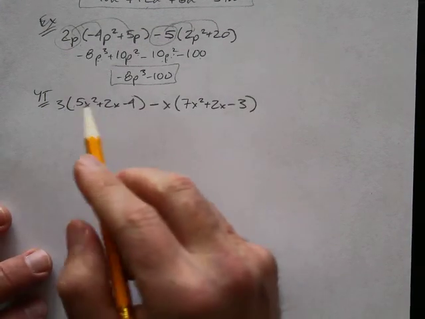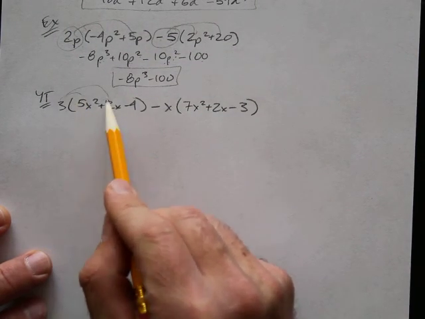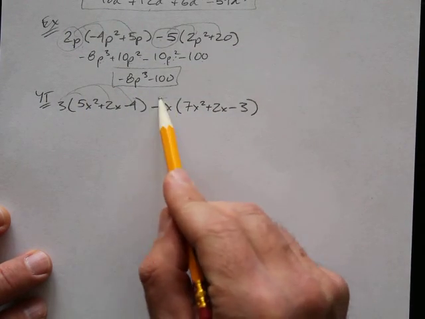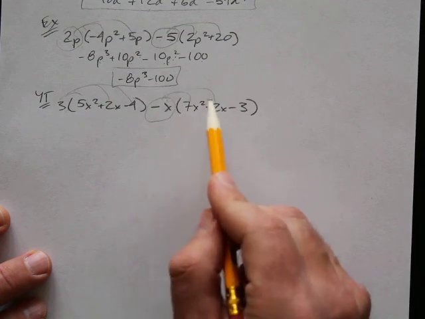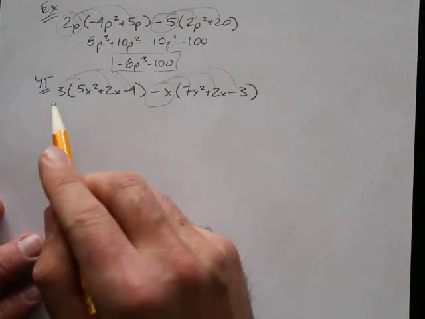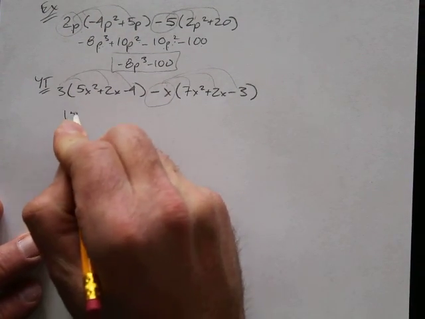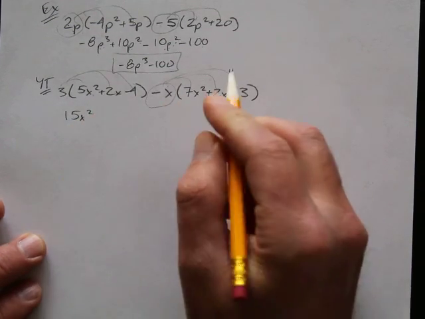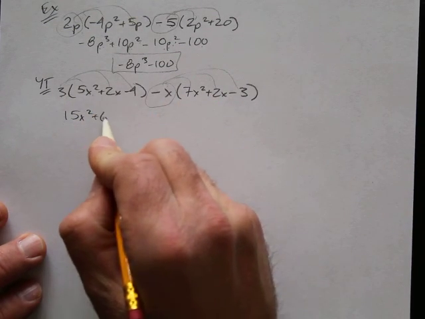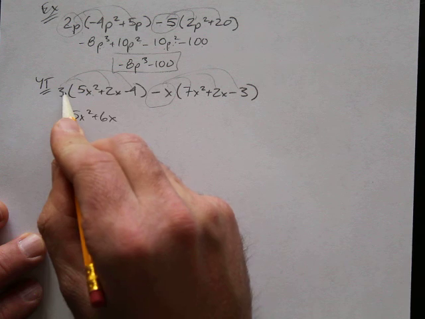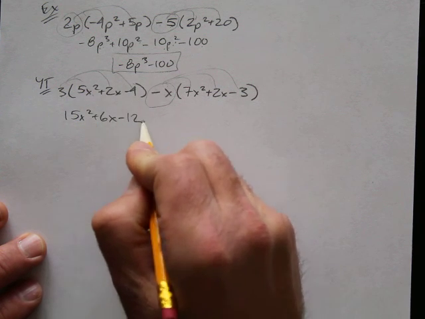All right, let's see how you did here. I've got this 3. I'm going to multiply that by all of these terms. I've got this negative x. I'm going to multiply that by all of these terms. 3 times 5 is 15. And then I've got the x squared still. 3 times 2 is 6. And I've got the x. 3 times negative 4 is negative 12.